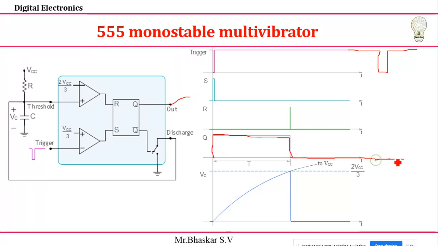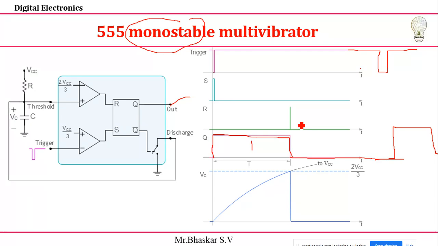Once the trigger pulse arises, the output changes from 0 to 1 and then comes back. So there is no second stable state here. We have only one stable state, high or low. Whenever the trigger happens, only then does it change. That's why it is called a monostable multivibrator circuit.